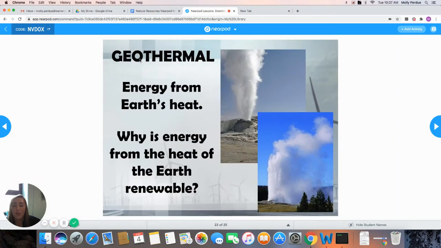Geothermal, right? Geo means earth, thermal means heat. Okay, so it makes sense that this is the energy from Earth's heat. Okay, why is the energy from the heat of the earth renewable?